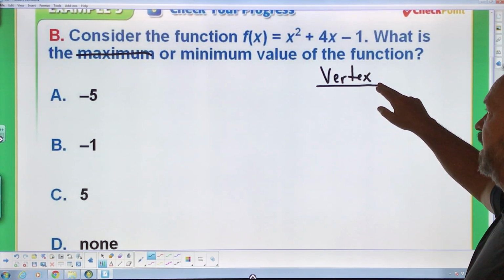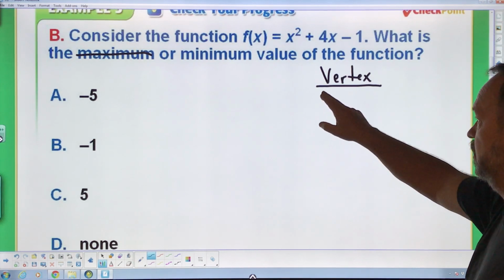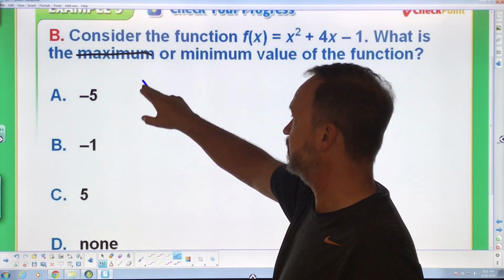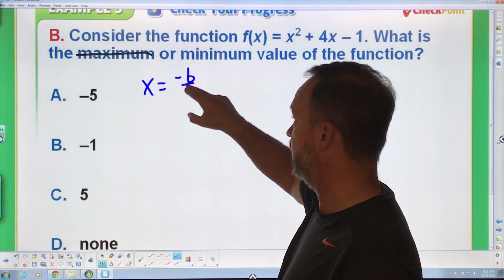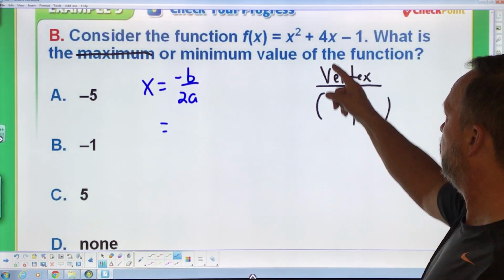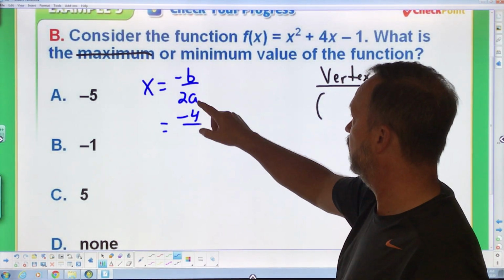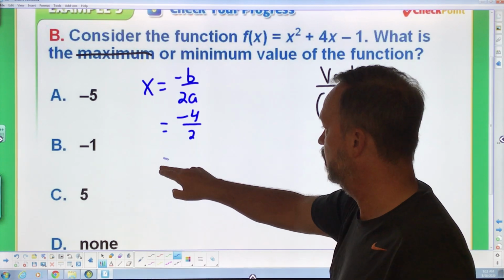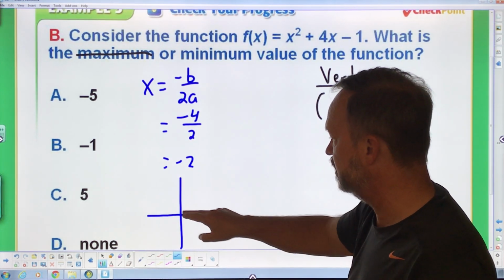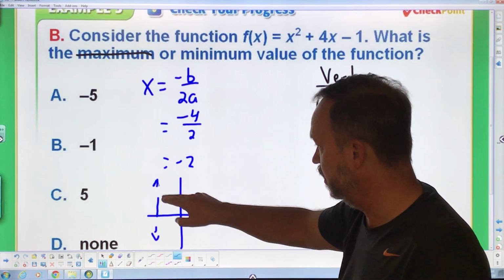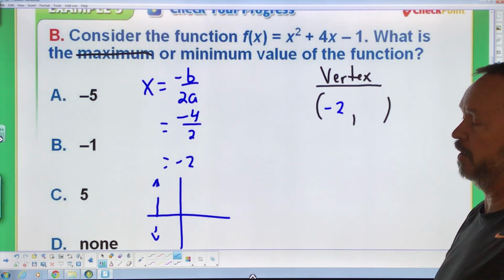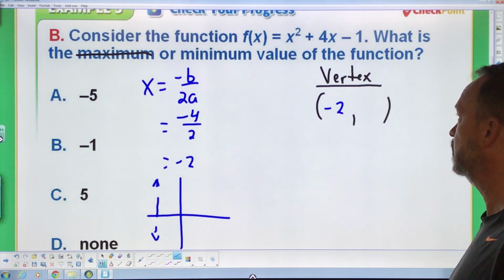So if I knew the vertex, I'd be in business. How do I find the vertex? Well, probably what I could do is find the axis of symmetry, which gives me the x of the vertex. You see how we keep doing the same thing over here? So it's the opposite of 4 over 2 times a, which is 1. So the axis of symmetry, if we're looking at the graph, is over here at negative 2. And somewhere on that axis of symmetry lives the vertex. That's how it works.